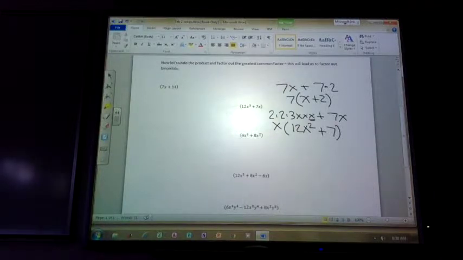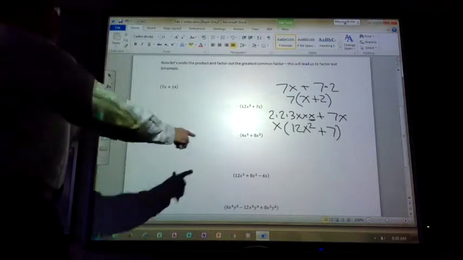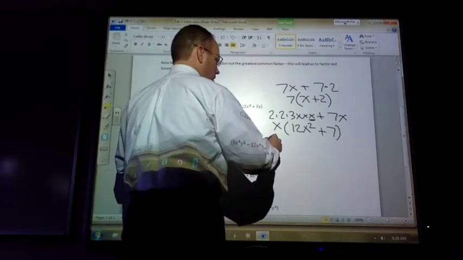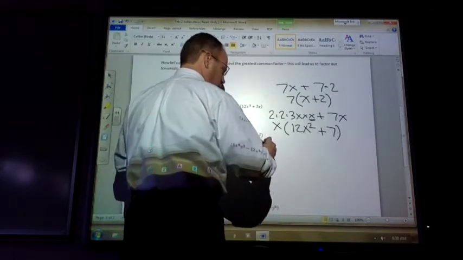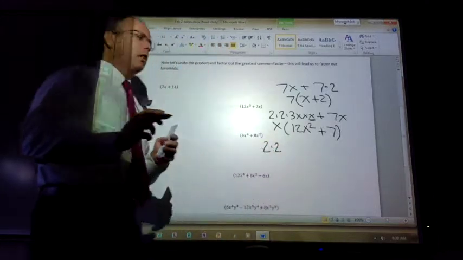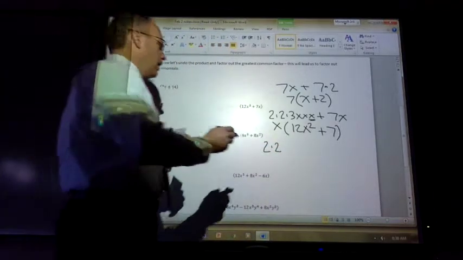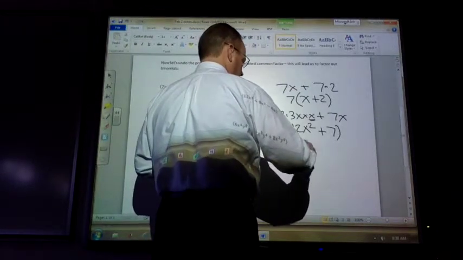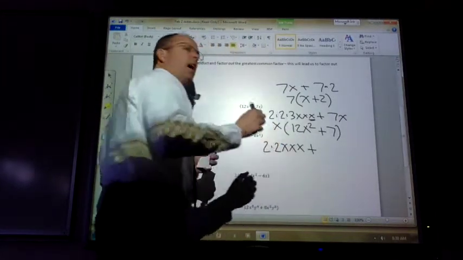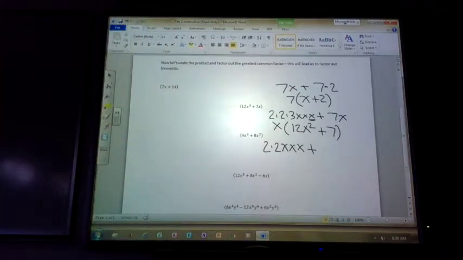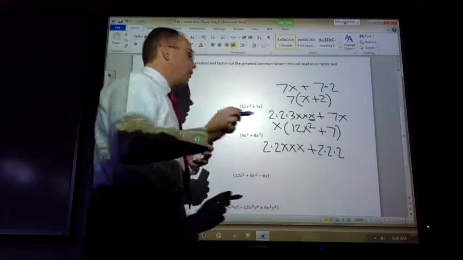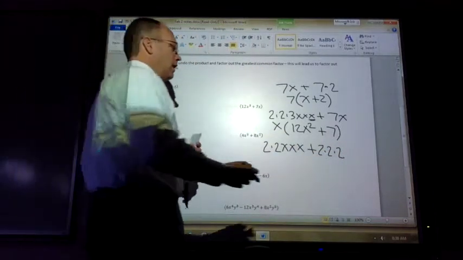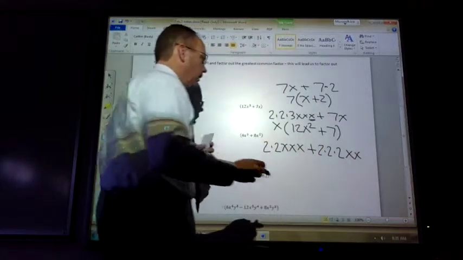So Bo, let's break down 4. How can I break down 4? 2 times 2. And how do I break down x to the third? There you go, x times x times x. And the plus needs to come along for the ride. How would I break 8 down? 2 times 2 times 2 is 2 times 4, and 4 is the same thing as 2 times 2. So I have 2 times 2. And then how do I break x squared down? x times x. Okay?